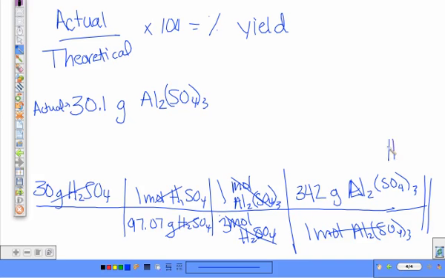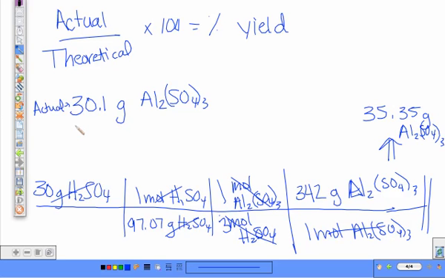So what's our theoretical yield? So this is the maximum amount that we could produce. Anyone have it? 35.35 grams of aluminum sulfate. So that is our theoretical yield. That's going to go here.